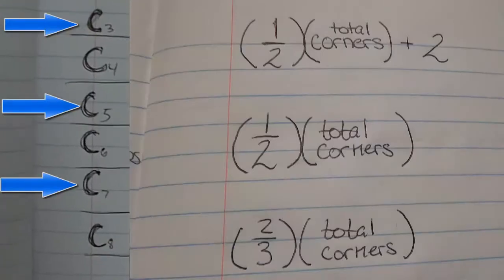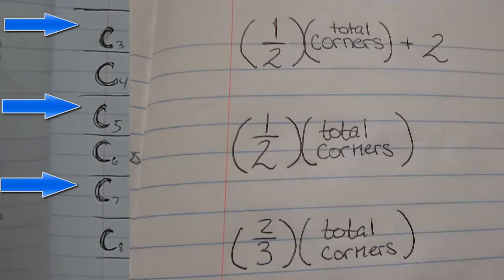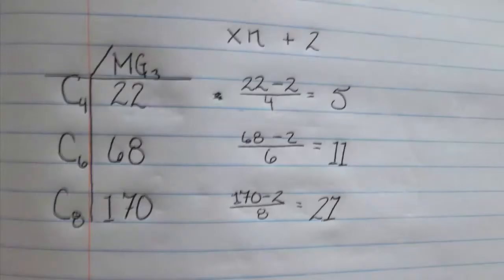We also know that for MG3, the odd polygons C3, C5, and C7 have as many possible Hamilton cycles as 2/3 the amount of corners in the figure. For mirror graph of 3 even polygons, we could not find a formula.